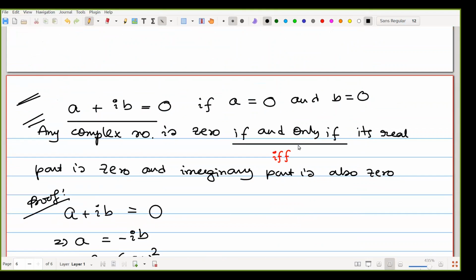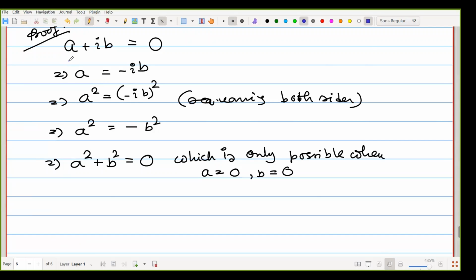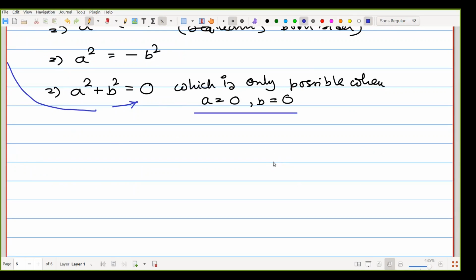So just look at the theorem or the property. We have to prove A plus IB is equal to 0 if A is equal to 0 and B is equal to 0. In words, we can write it, any complex number is 0 if and only if, that means if I double F, its real part is 0 and imaginary part is also 0. And that is proved here. We have taken the complex number A plus IB as 0, and that is only possible if we have A equal to 0 and B equal to 0.